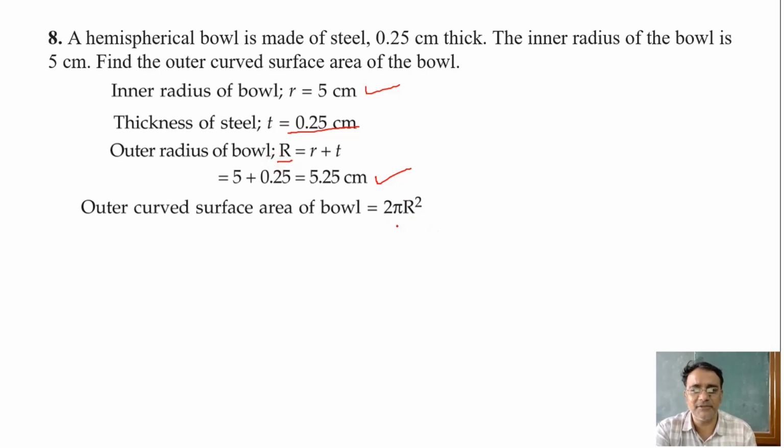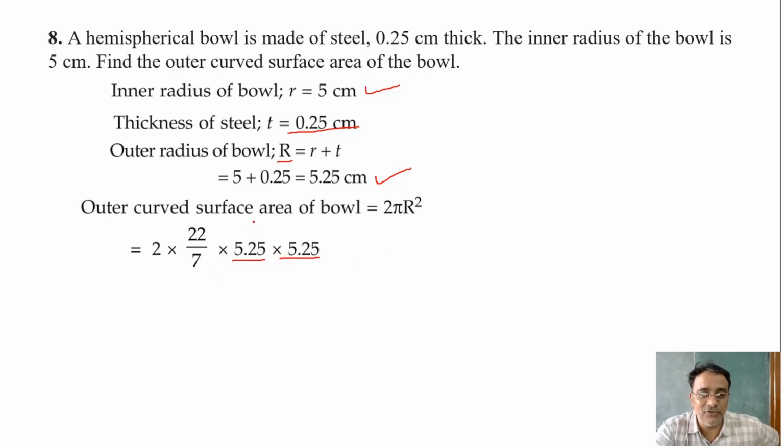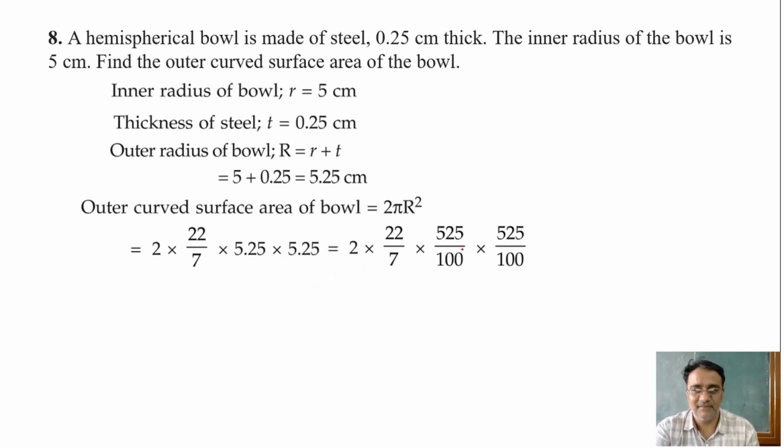So now we are going to substitute the value, that is 2 into 22 by 7 into 5.25. Again, 5.25 we can write as 21 by 4. Directly we can write 21 by 4. Otherwise, what you have to do? Divide it by 100, like this. Then you cancel with 25. This is 21, this is 4, here also this is 21 and this is 4. So we can write 21 by 4 into 21 by 4.